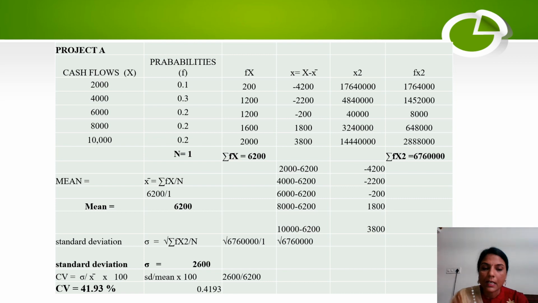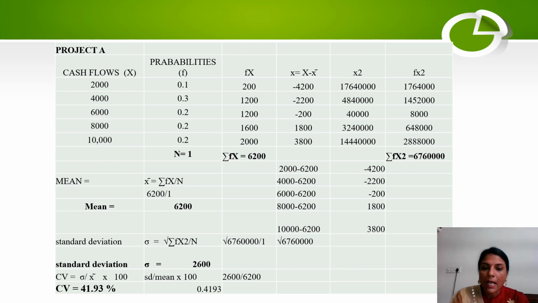For project A, these are the cash flows and this is the probability. First we will calculate the mean, or expected return, of the cash inflows. We multiply these cash flows with the probability, we get this F into X, and adding all those values we get 6200. So the expected cash inflow for project A, that is the mean value, is 6200. Now this 6200 should be subtracted from the cash flows. Here 2000 is there, 4000 is there, so I have subtracted 2000 minus 6200 is minus 4200, 4000 minus 6200, and like this I have calculated these values.